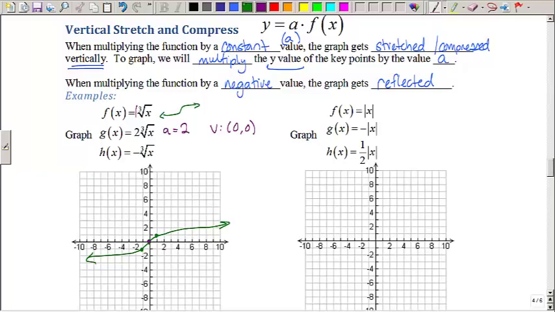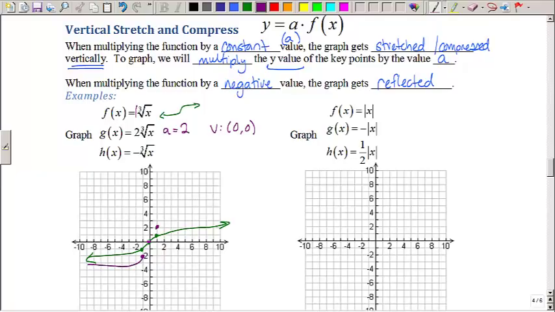What does change is that because I have an a equal to 2, I'm going to be multiplying the y values of my key points by 2. For example, to get the key point of the green function, I just went right 1 and up 1. So instead, because my a is 2, I'm going to be going right 1 and up 2 instead of right 1 and up 1. Similarly, instead of going left 1 and down 1, I'm going to be going left 1 and down 2. All of my values get twice as far away from the x-axis because my a is 2.